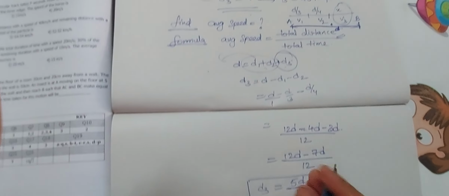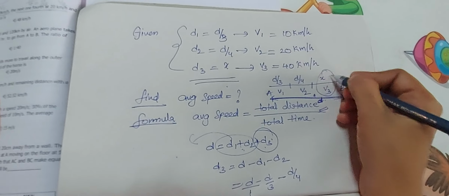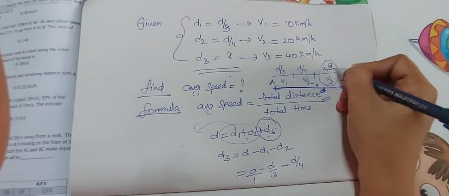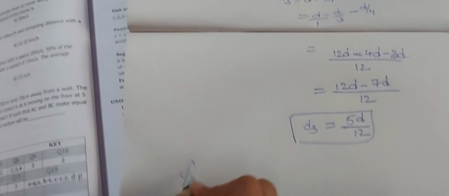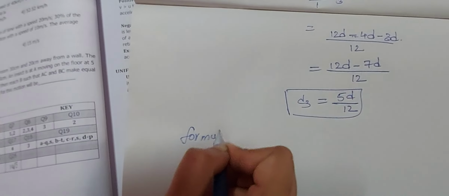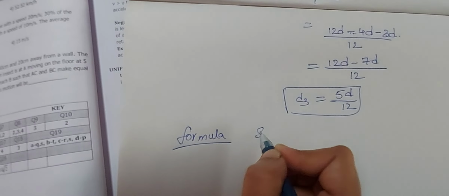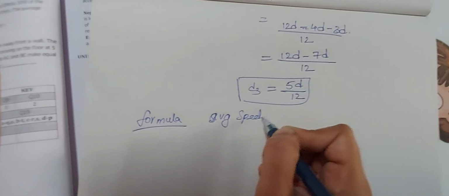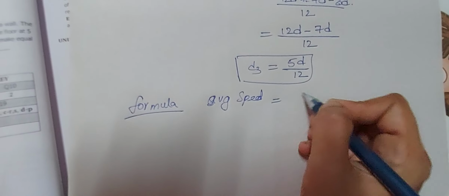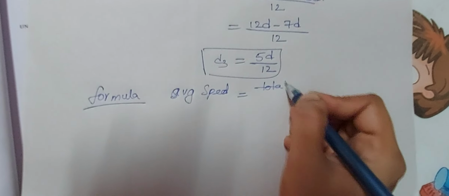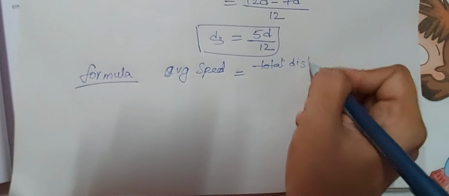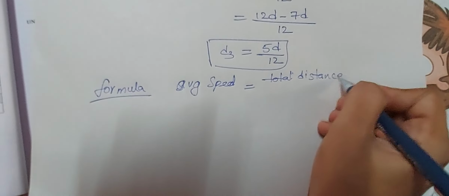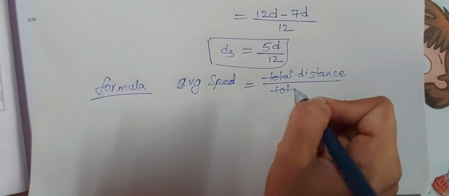Not yet we had finished our problem. So this is we got as 5D by 12. So next, let me tell you, the formula is the same. The common formula, no change in the formula. But the way we have to do it, we have to change. Every time we can't go for the same method, we make it boring. So let me do the same. Total distance by total time taken.